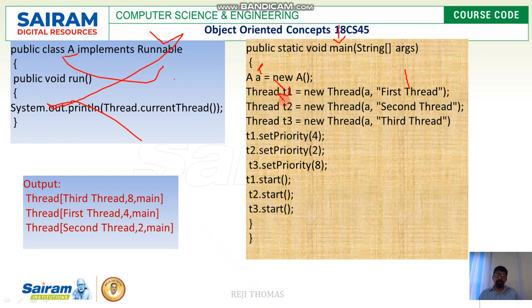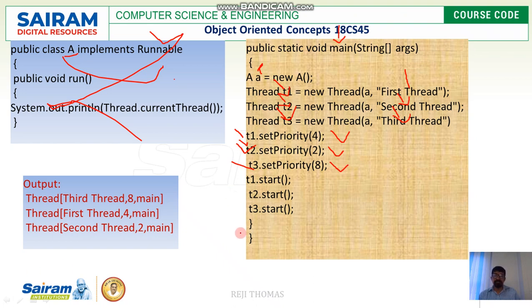We have created one more thread, which we call the second thread. We have created one more, and we named it the third thread. Now we are going to set priority for each thread. For the first one, with the object t1, we set the priority as 4. For the second, we made it 2. For the third, we made it 3. Not the objects, actually these are threads.